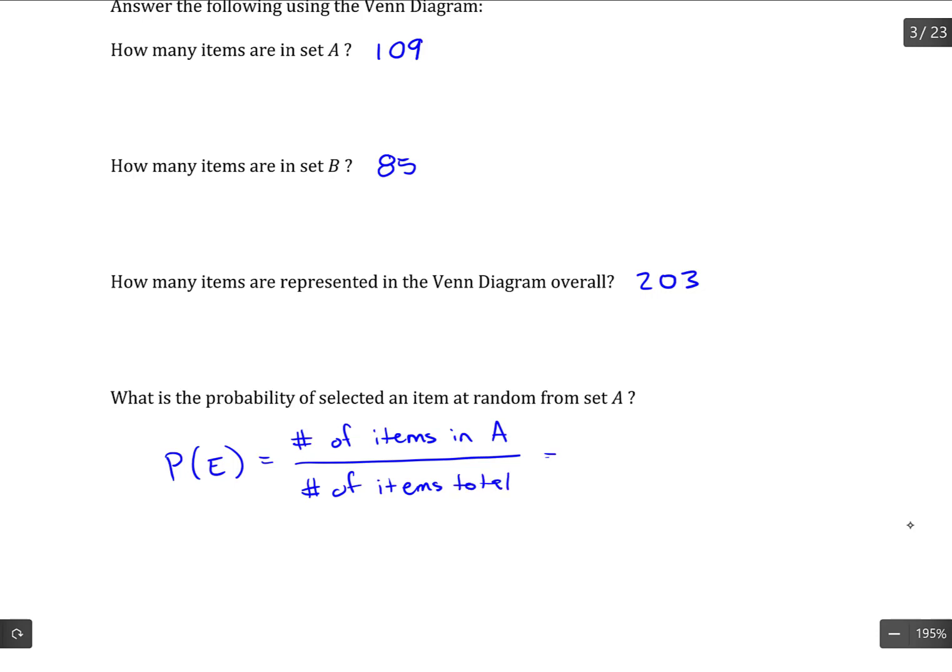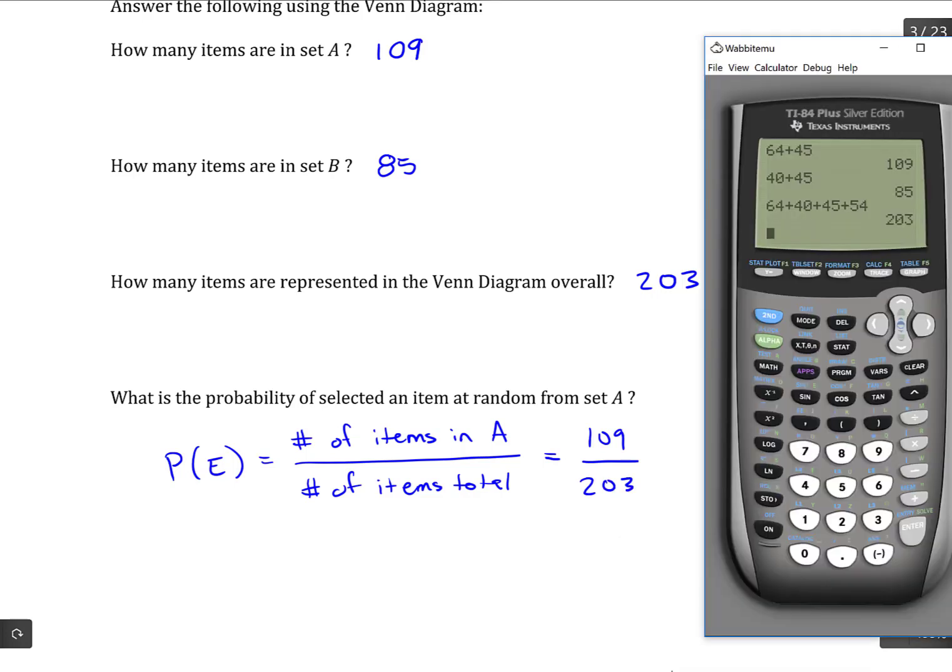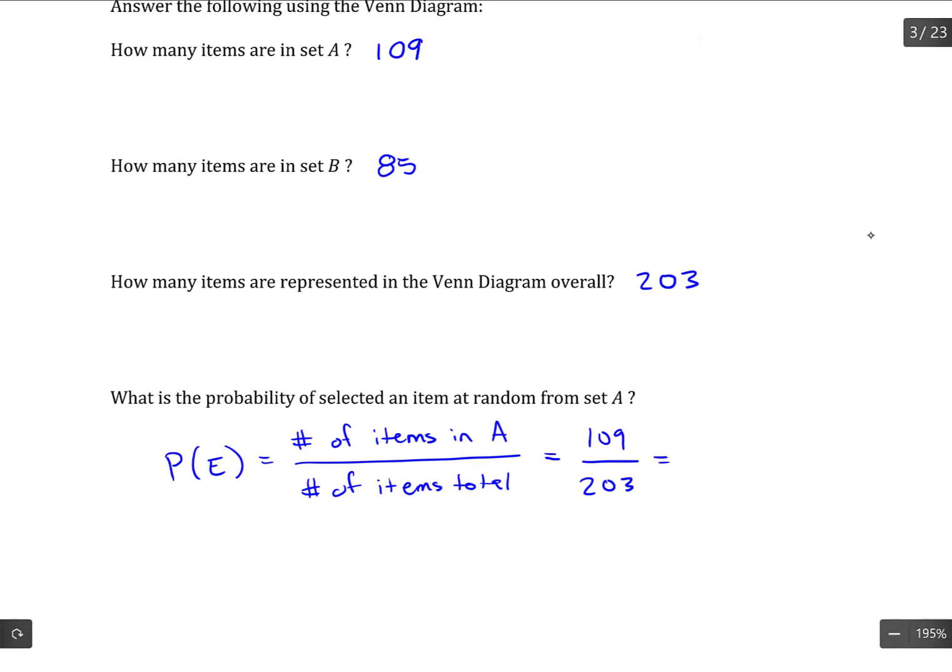We already have both of those numbers. The number of items in set A, we said, was 109. The number of items in the diagram altogether, 203. We just need to take 109 divided by 203, and that gives us a probability of 0.537. And generally it is perfectly okay to write your probabilities as decimals rounded to 3 places or as fractions.